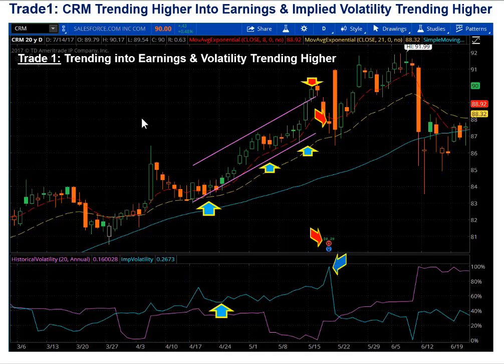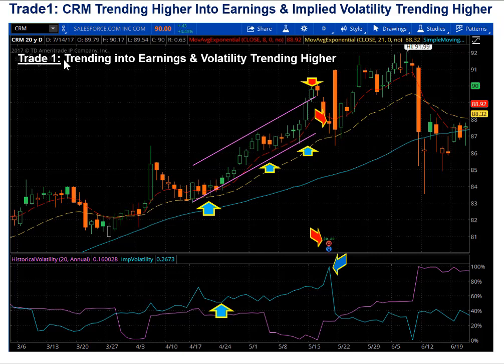So here's the first one. I'm going to show you CRM. CRM had three of these cycle trades. It had a trend trade where price trended up into the earnings release. You can see where my pointer is right here, this is the earnings date. So we had price trending up in anticipation of good earnings, and then when the earnings were released, you can see it collapsed.